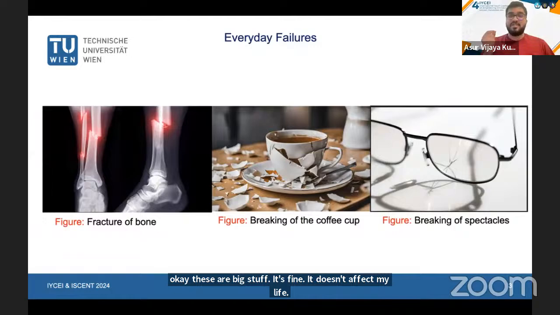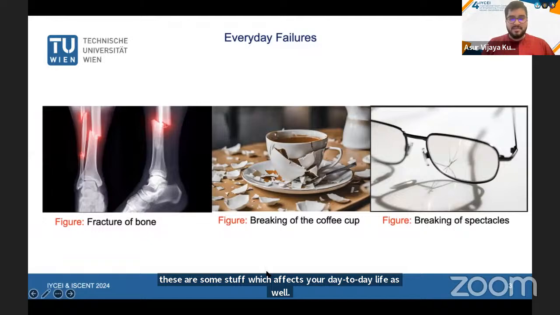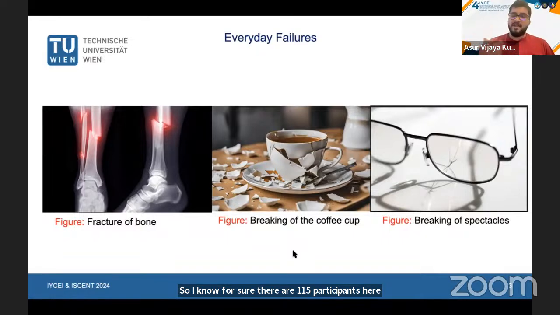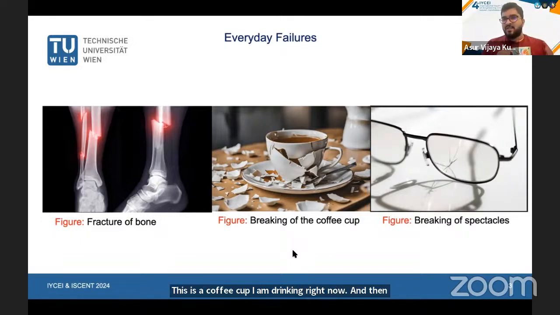these are some things which affect your day-to-day life as well. So I know for sure there are 115 participants here. Out of them, you for sure know somebody in your family, your friends, or at least somebody who has fractured their bone, right? Either due to some accident, they were walking in a wrong way, or something happened and then they fractured the bone. There is a possibility that you're drinking coffee. For example, this is a coffee cup I am drinking right now, and there is a hot liquid inside this, which is the coffee itself. And then if there's a small crack somewhere, there is a good possibility that this coffee cup breaks.